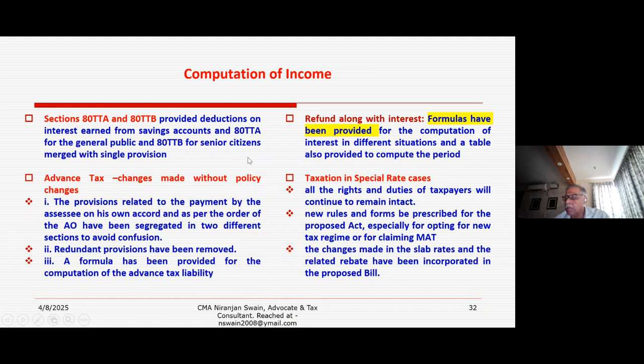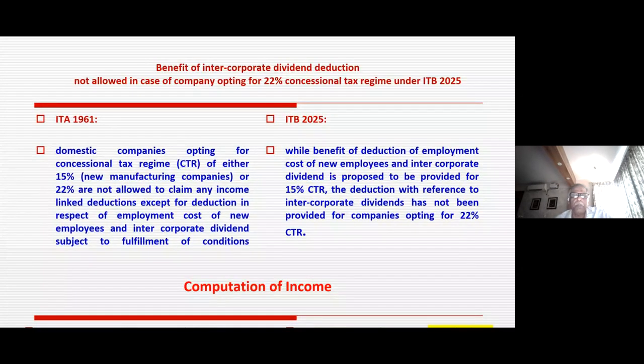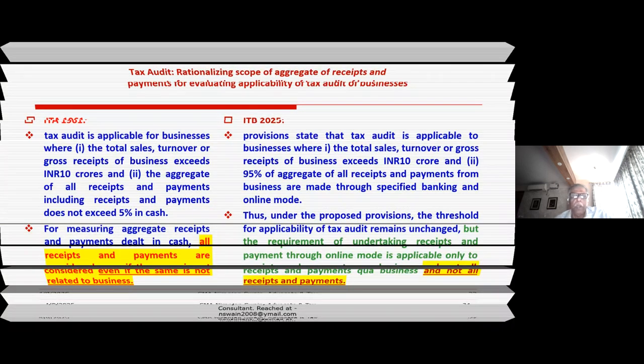Similarly, slab rates, because they are only affected through the Finance Act every year, the slab rate will be changed. So no changes have been made. For intercorporate dividend, certain modification has been made. And tax audit provisions, again, no major changes have been made, but in the IT Bill they incorporated just 95% of the aggregate.